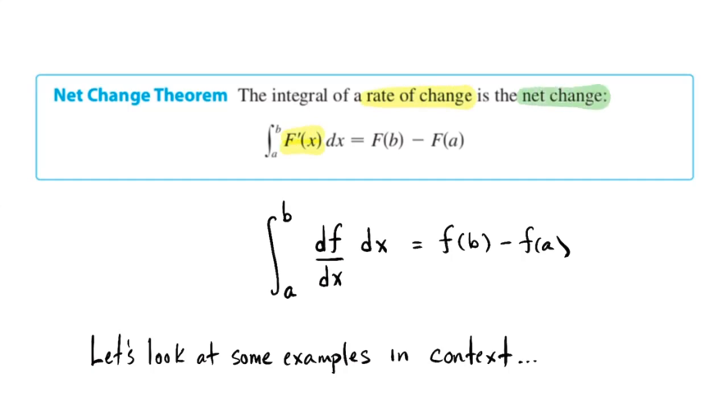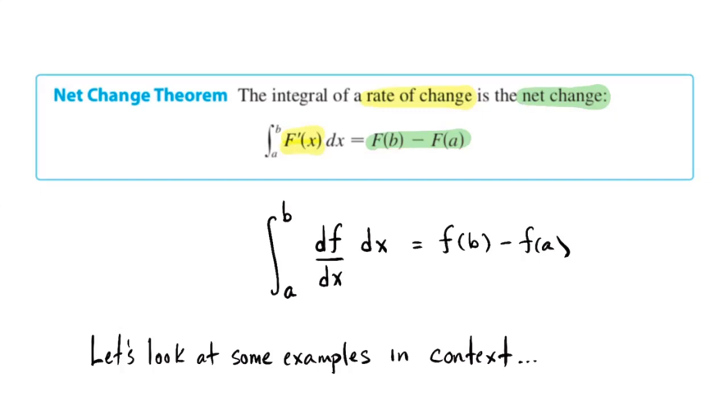And what's the net change in F? Well, it's just the value of F at the end of the interval minus the value at the beginning, right? That's how you would calculate net change. For example, if F is the balance of your bank account, you could think of this as the balance of my bank account at the end of the month minus the balance at the beginning of the month. Well, that's the total change in my bank account. That's what they mean by the net change.